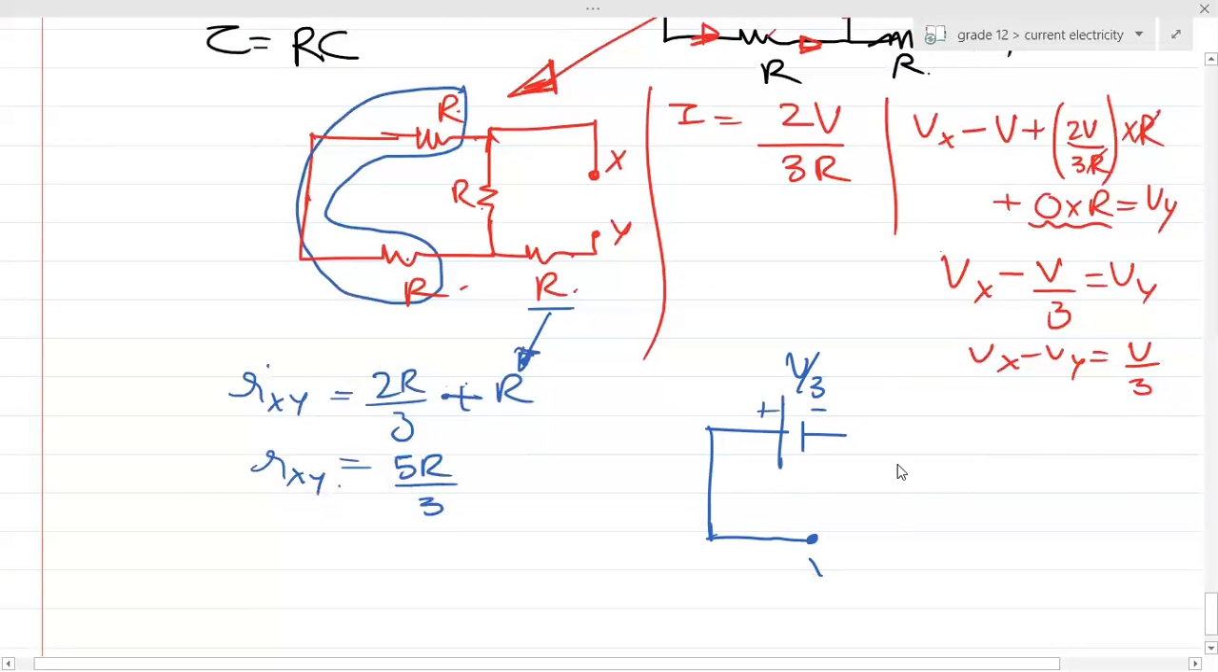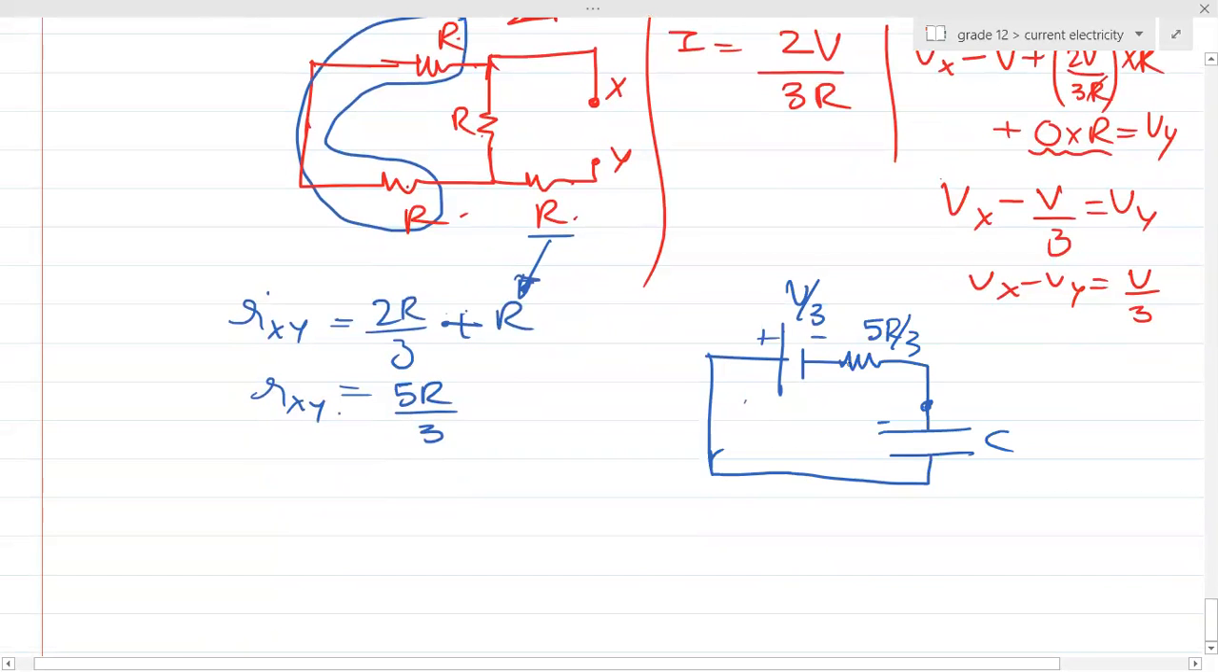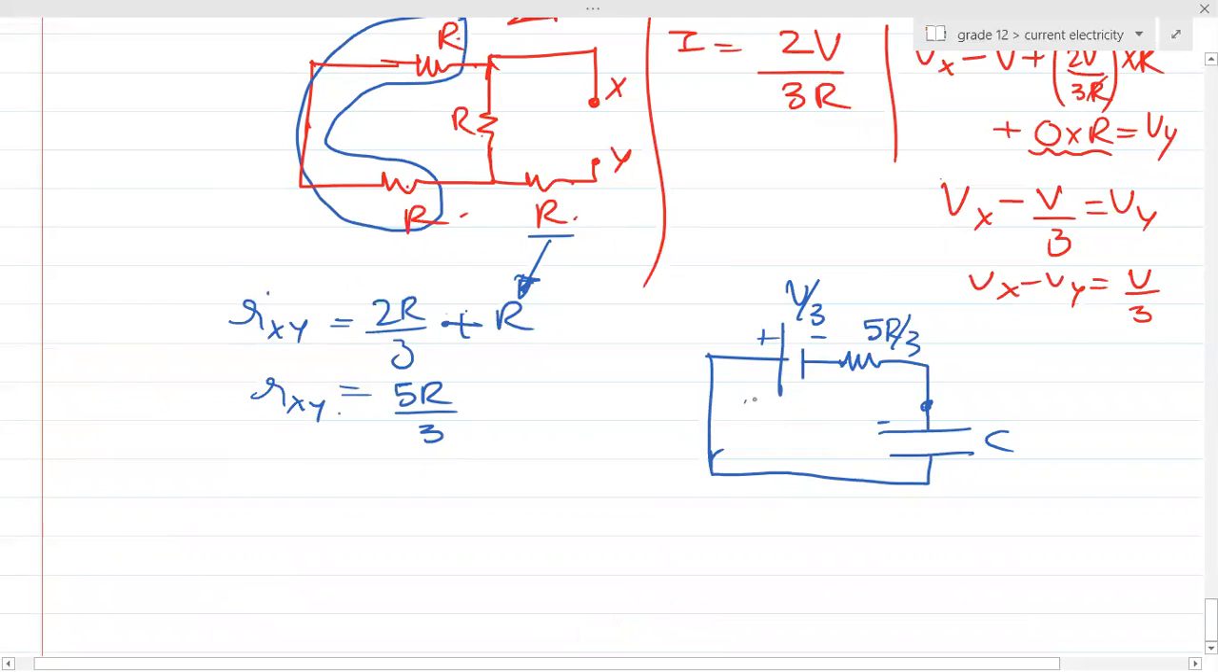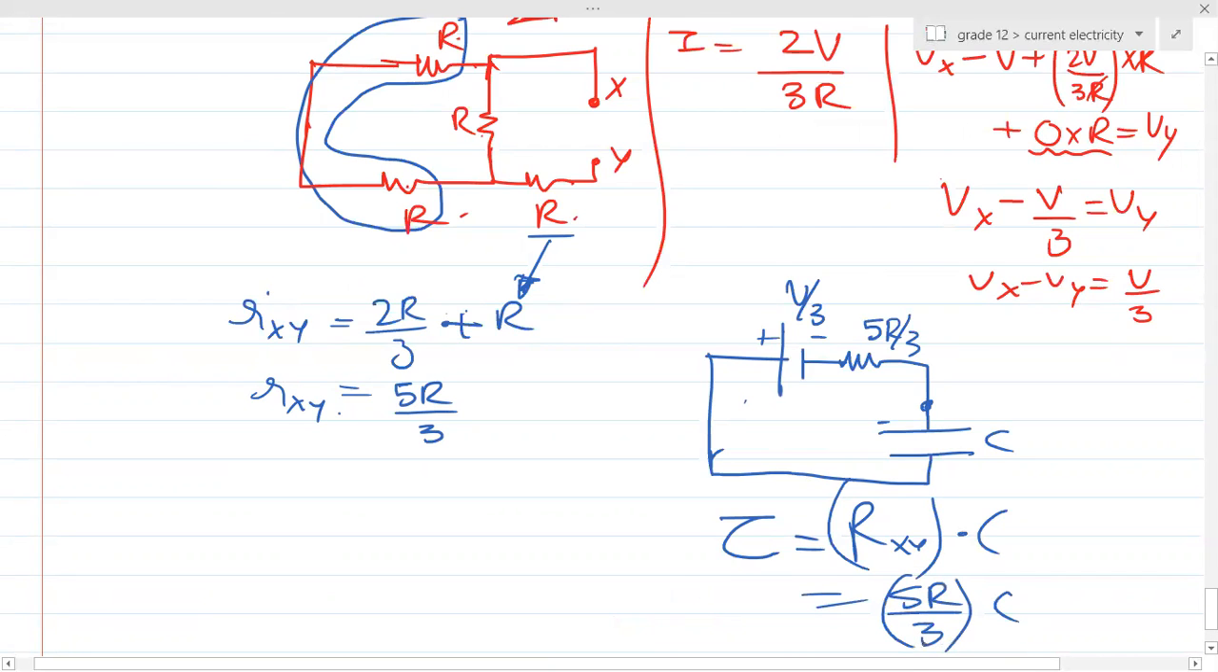And a resistor of 5R by 3, and then you will connect the capacitor again. So can you see over here, guys, what is the time constant? All of them are in series, right? So basically this is an RC circuit with a time constant equal to R net across XY, which is basically 5R by 3 into C. This is the time constant, and that's the answer.